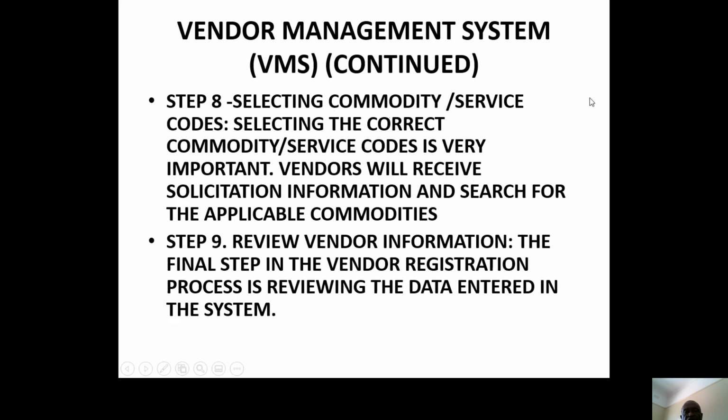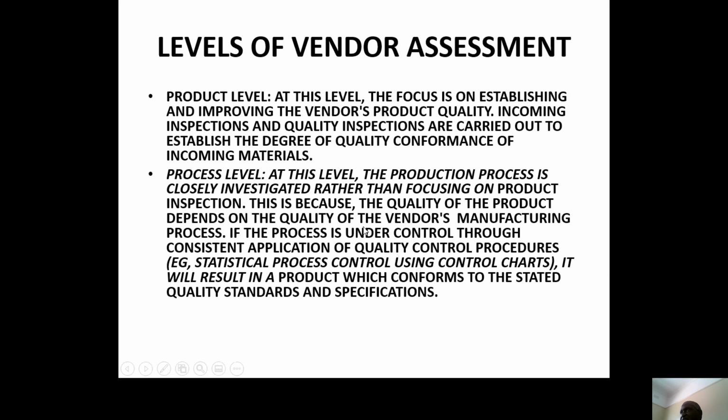Step 8, select commodity service. Selecting the correct commodity service course is key, very important. Vendors will receive solicitation information and search for the applicable commodities that the vendor wants to supply. Step 9, review vendor information. The final step in the vendor registration process is reviewing the data entered in the system. Right, so that's the registration.